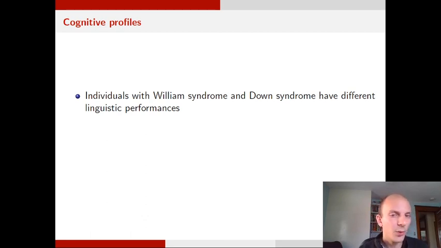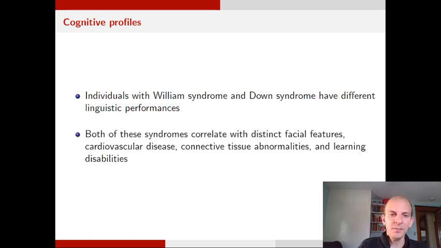Two syndromes that are particularly interesting in this area are Williams syndrome and Down syndrome, which showcase a lot of similarities. Both of these syndromes have distinctive facial features, similar disease processes like cardiovascular, and learning disabilities in some similar ways. They share a lot. They're not identical. They're not the same thing. They're different for very good reasons, but they do share a lot of symptoms. But where they differ is in linguistic ability. Their linguistic performances look wildly different, and I'll show you some.